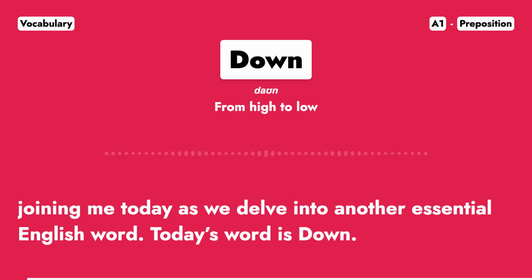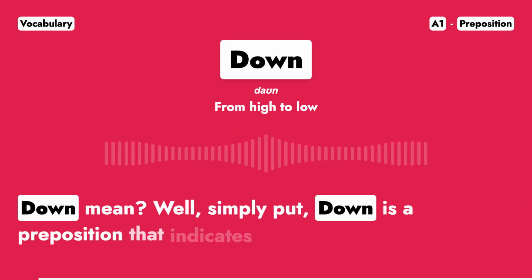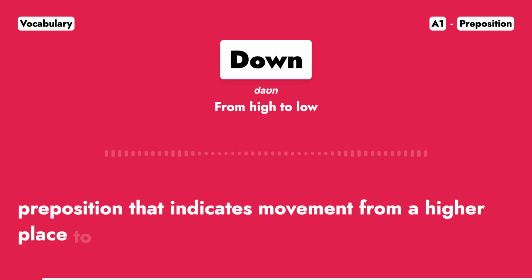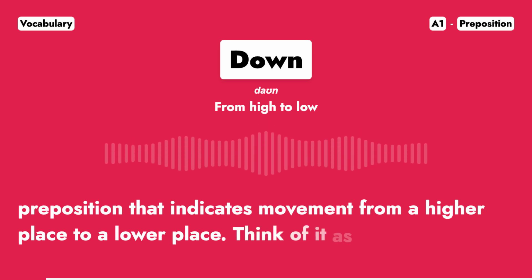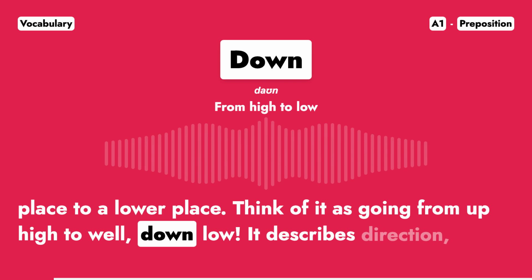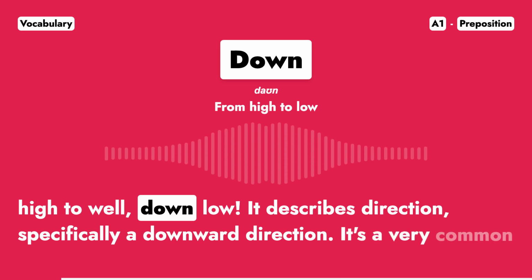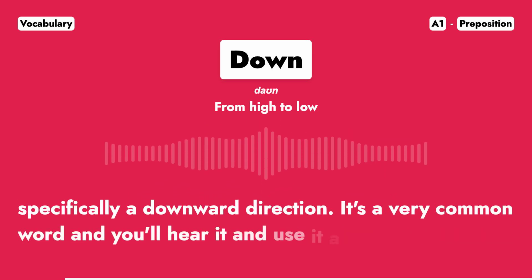Today's word is down. So, what does down mean? Well, simply put, down is a preposition that indicates movement from a higher place to a lower place. Think of it as going from up high to, well, down low. It describes direction, specifically a downward direction. It's a very common word, and you'll hear it and use it a lot.